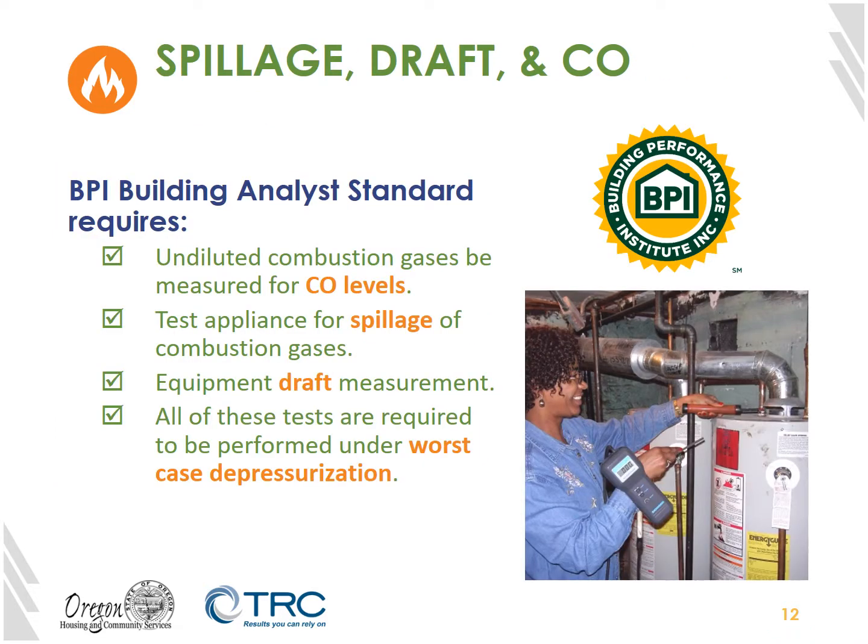Once we've completed our visual inspections, we can move on to testing the equipment. The Building Analyst Standard from BPI requires that undiluted combustion gases be measured for CO levels, or carbon monoxide levels. We should also test the appliance for spillage of combustion gases, meaning we're testing it to ensure that the combustion gases are going up the flue instead of coming out into the room. We should also measure the draft inside of the flue for certain types of appliances to ensure that it is negatively pressurized and is pulling the combustion gases out of the building.